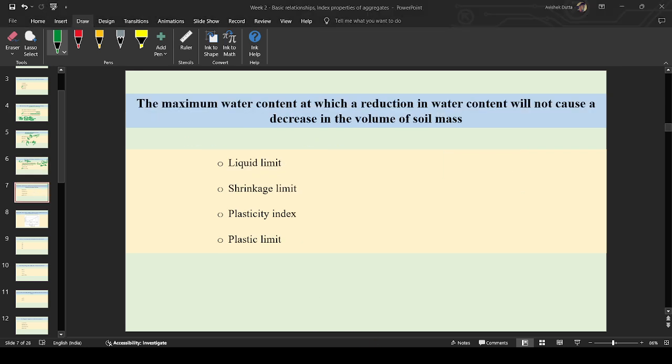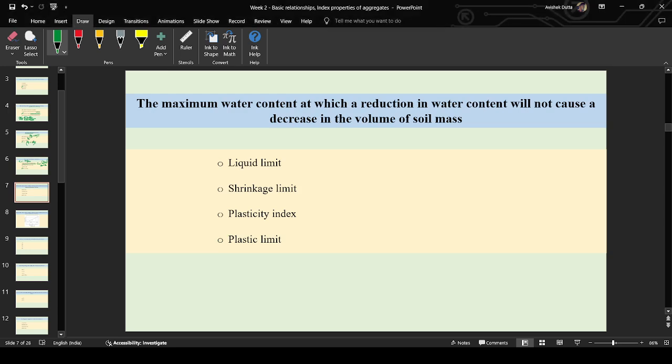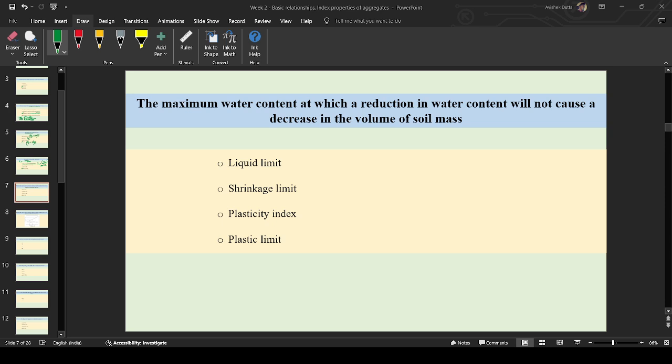The maximum water content at which reduction in water content will not cause a decrease in the volume of soil mass. What is the answer? This is easy. Yes, tell me. Shrinkage limit. Yes, shrinkage limit.